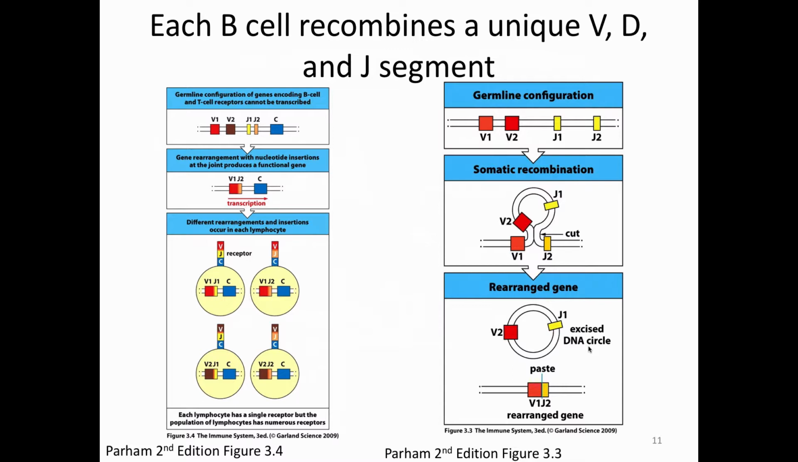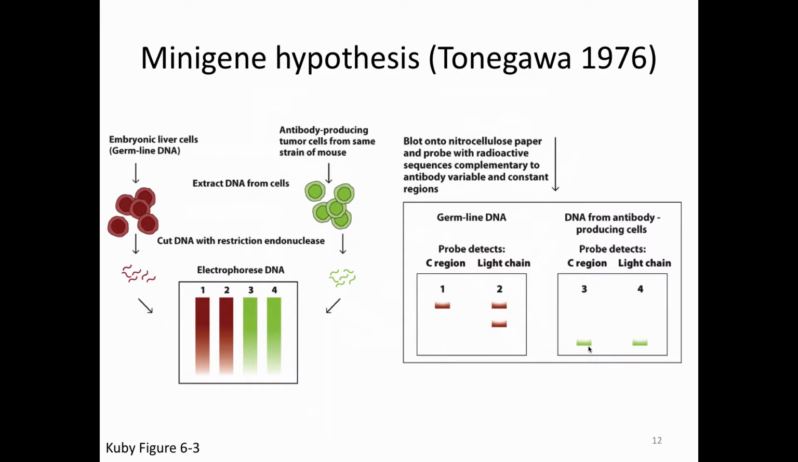So before we answer those questions, I want to tell you a little bit about how we proved this hypothesis to be true. We didn't. This was before I was born. But, you know, it's how you talk. So there was a scientist named Tonegawa. There's a lot of things about him that are really interesting. But Tonegawa did the experiment that eventually proved the Minigene hypothesis.